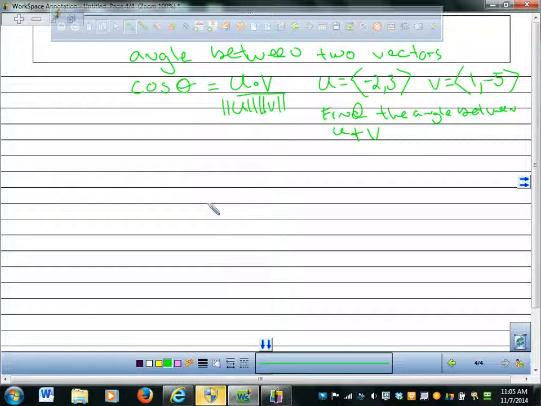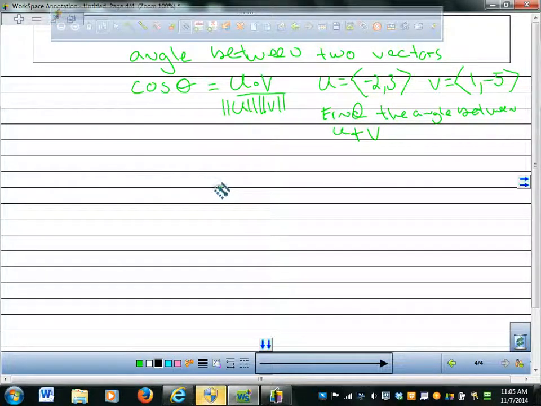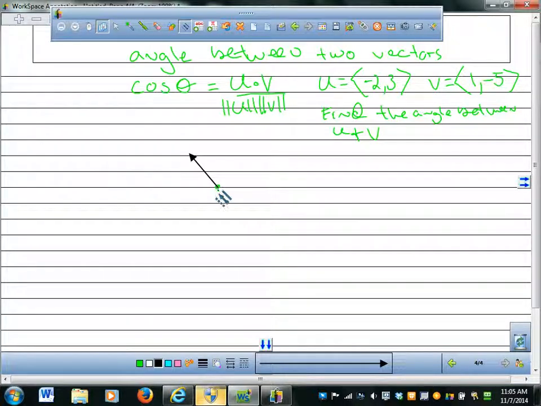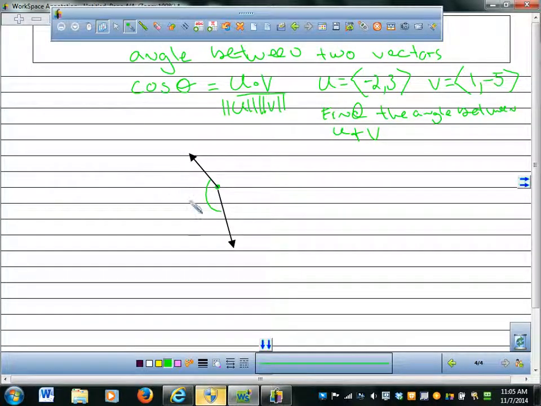Sometimes it's helpful to draw a sketch. So negative 2 is back 2, and up 3. If this is my starting point, I'm going to go back 2, up 3, so let's say this vector looks like that. Then I have another vector that's over 1 and down 5, which probably looks more like this. When finding the angle between two vectors, you're always looking for the angle that's less than 180, between 0 and 180. So here's theta over here.